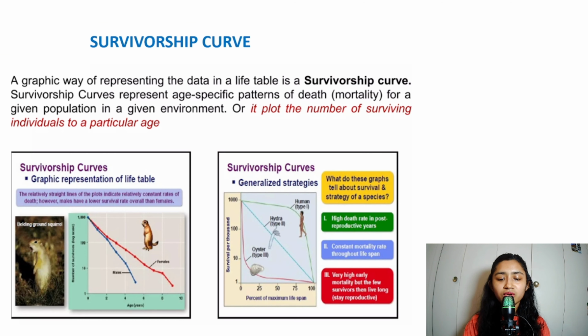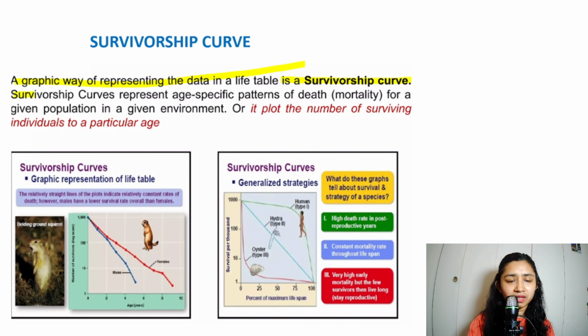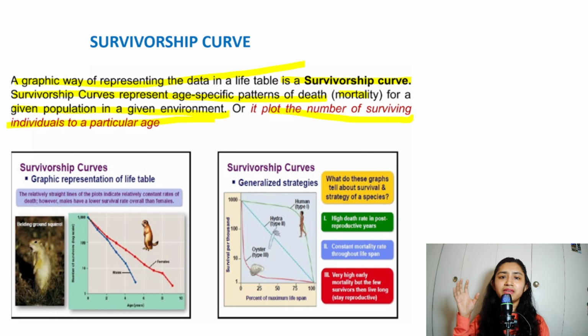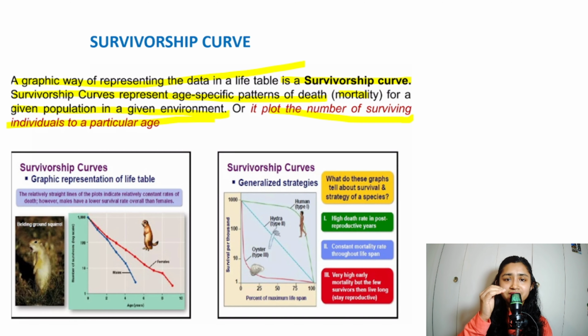Okay, now survivorship curve. Now what you read in the life table, if you present them in a graphical way, that is known as a survivorship curve. So a graphic way of representing the data in a life table is a survivorship curve. I hope you understood. These survivorship curves represent specific patterns of death, which is mortality, for a given population in a given environment, or it plots the number of surviving individuals for a particular age.